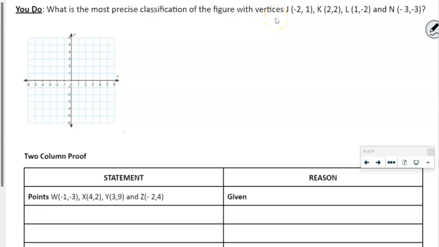So this one is J at -2, 1. Right there is J. Then we got K at 2, 2. Then we got L at 1, -2. And then we got N at -3, -3. Okay, so let's see if we can figure out what this shape is. I can't draw straight lines today, y'all. Sorry.